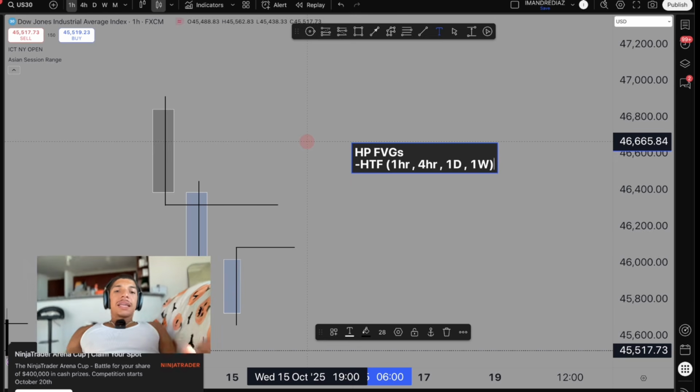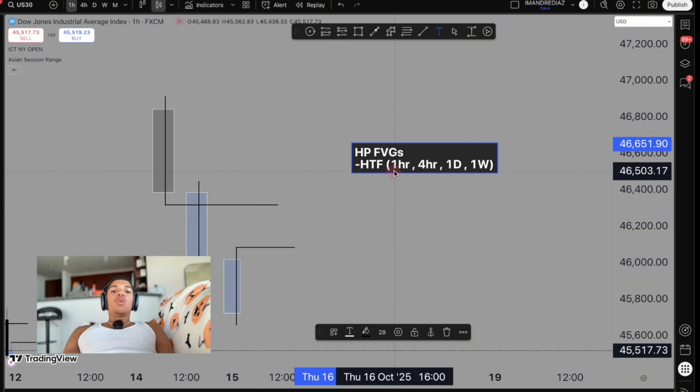But you're not going to get weekly fair value gap rejections often. You're going to get them here, you're going to get them there, but you're not going to get them as often as you would 1 hour and 4 hour and daily. These are pretty often, every single day, every single week. You're going to get reactions off of 1 hour, 4 hour, and daily fair value gaps.